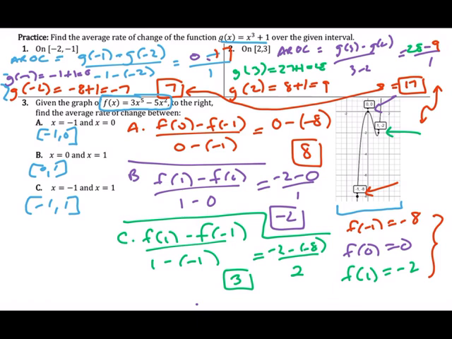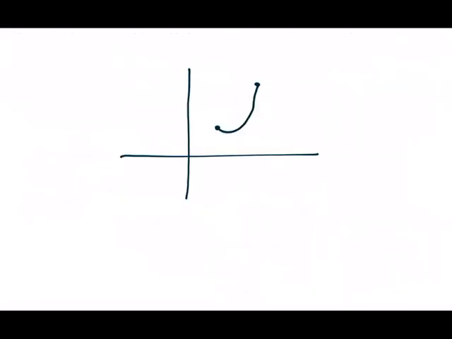So pause the video if you need to, make sure that you got each of those correct, and then we're going to move on to our last topic for today, which is the difference quotient. So let's think for a moment about a piece of a function, and we'll say that this is some particular x value, and that this point, the second point, is some h distance away from x. So we could say that this distance here is h.